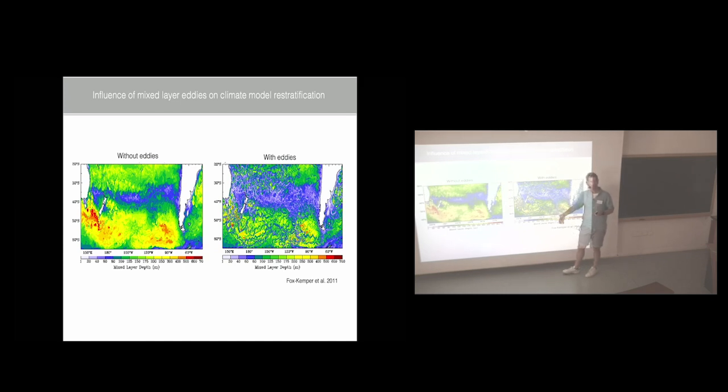So typically, numerical simulations have suffered from mixed layers that are too deep, but by adding these parameterizations, we can actually shallow the mixed layer to what we see more in reality. So that's just an example of when you do or don't have these mixed layer eddies included at the climate scale.